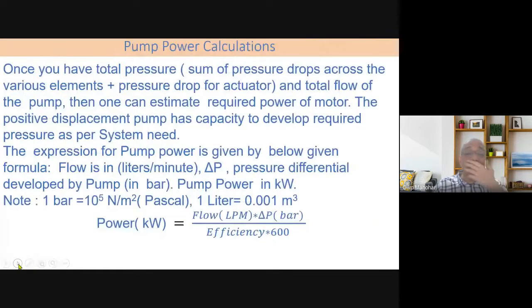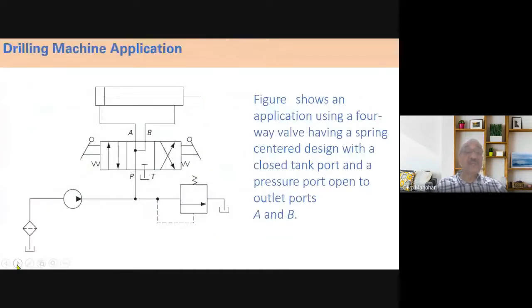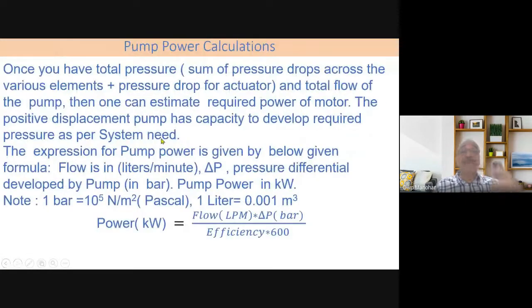Calculate the pressure drop. Then you can calculate the power required: flow times delta P, divided by efficiency, divided by some constant, that will give the power. So you calculate the required power for that. This way we concluded one sample calculation. You can continue this for the required data for the next idea for your design.